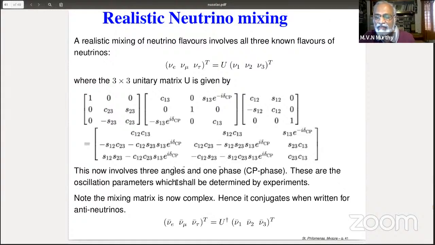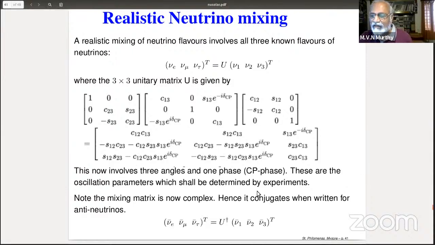So this realistic scenario will involve three angles and one phase, which is called delta CP. The reason it is called CP is that it comes with the exponential i, it's a phase, and it is also complex. So the most general parameterization involves three angles and a phase, which makes this a unitary matrix and not a rotation matrix as in the 2 by 2 case.